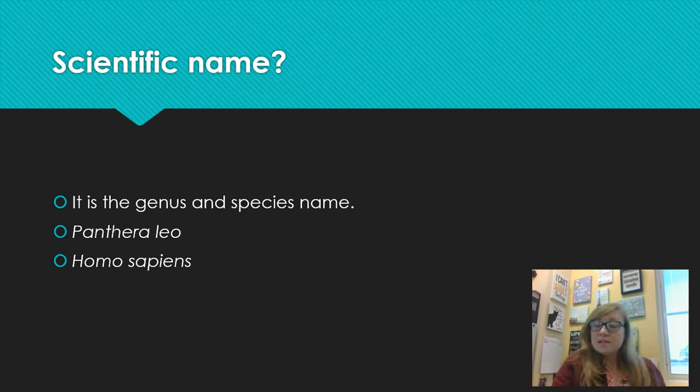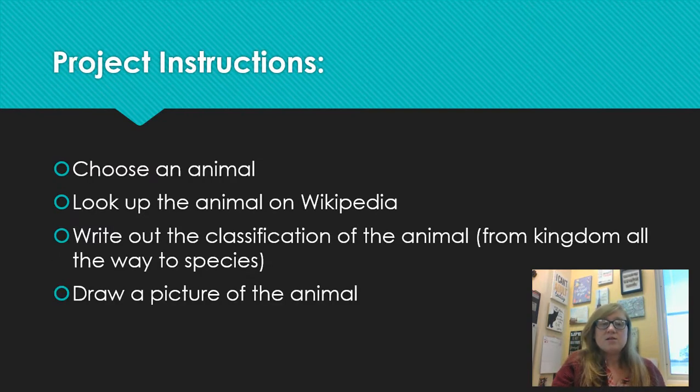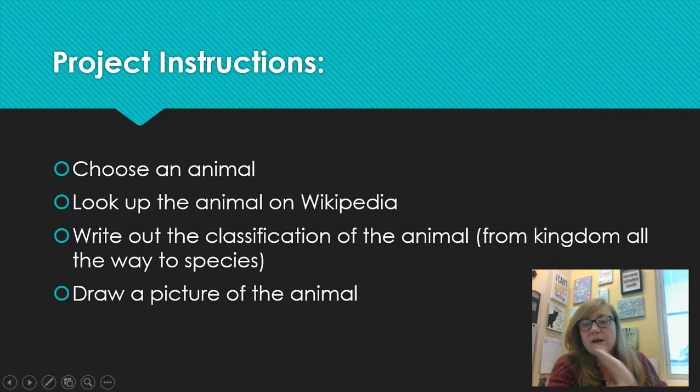So we're going to be classifying some living things. What you're going to do is choose an animal. Look it up on Wikipedia. Help! We're not supposed to ever use Wikipedia. Right now I'm telling you to use Wikipedia. Is it the perfect resource? No. But for what we're doing, yes, it is a good resource. You're going to write out the classification of the animal from kingdom all the way to species. Every animal is in the same domain. Every animal is also in the same kingdom, but that's not the point. So we are just not going to use domain.